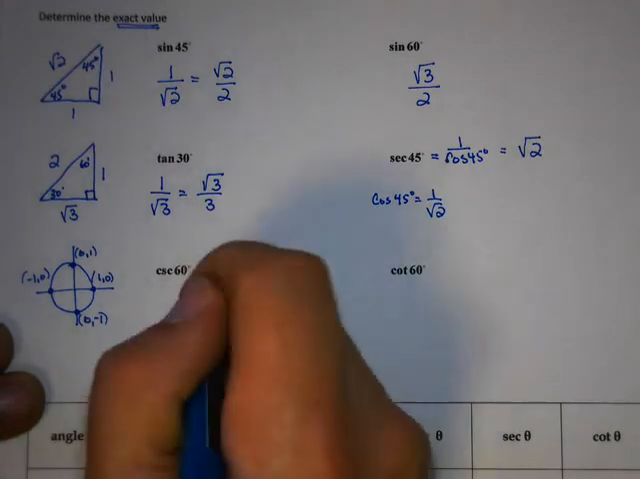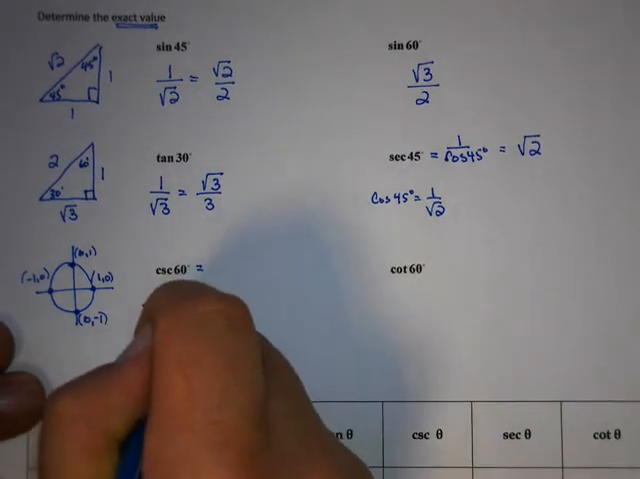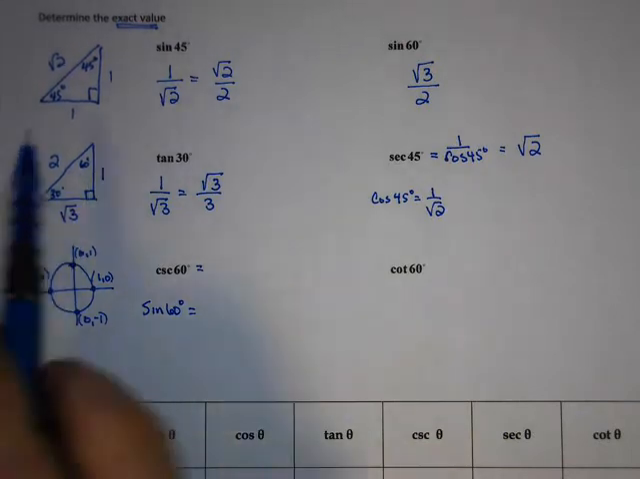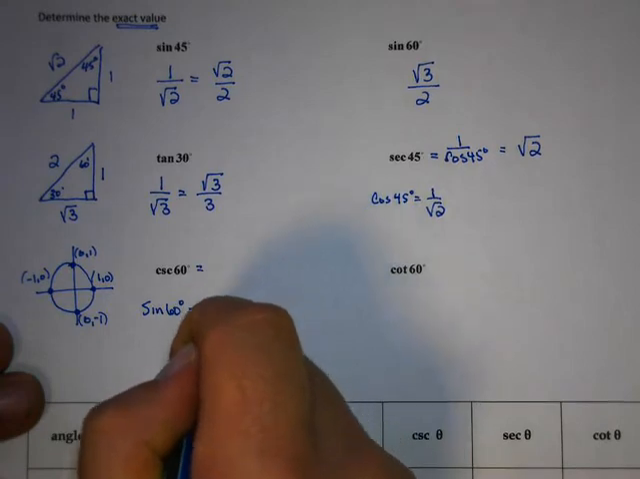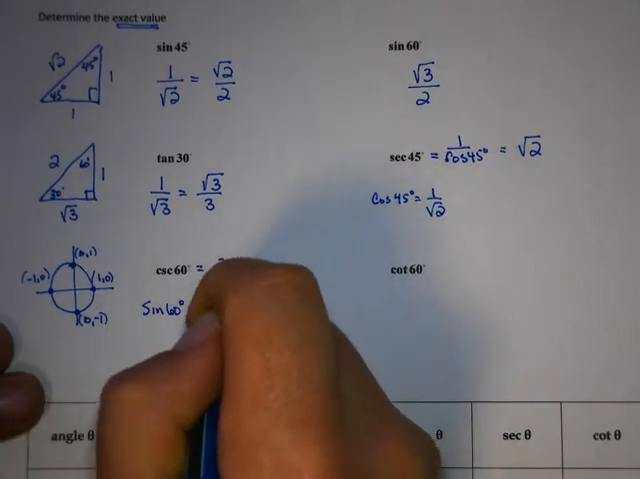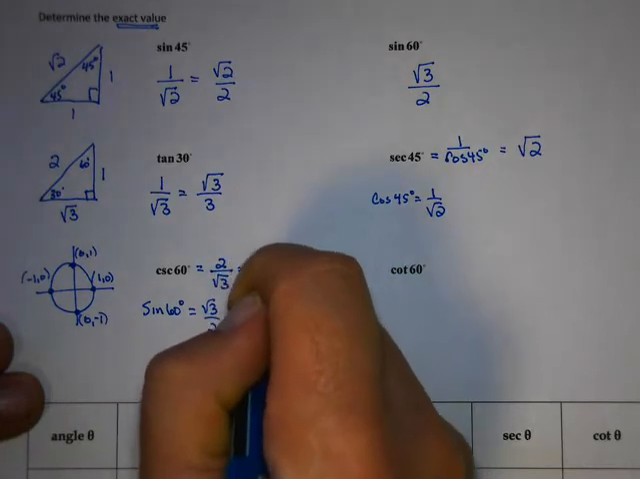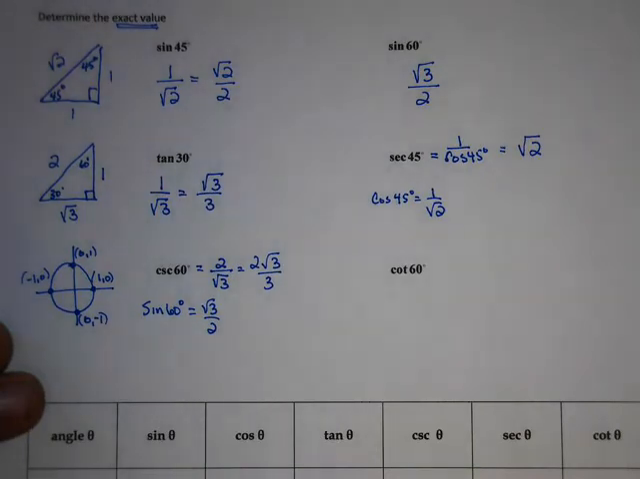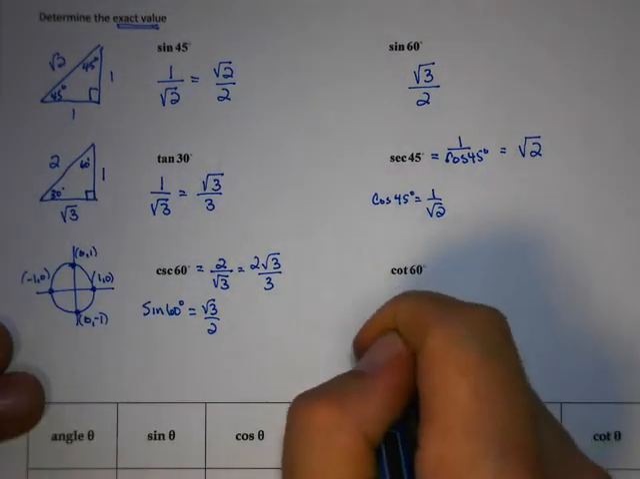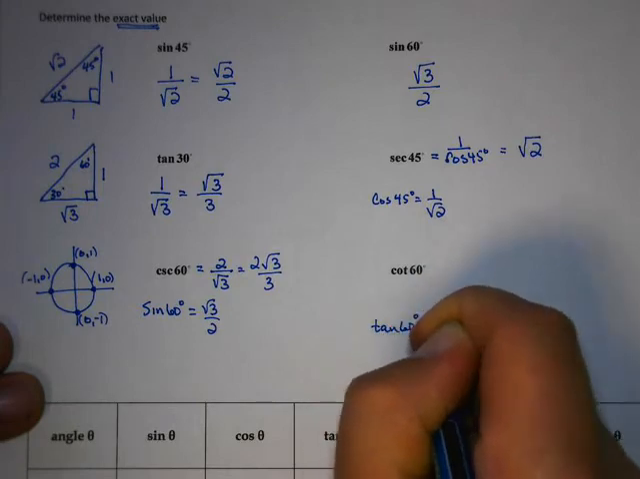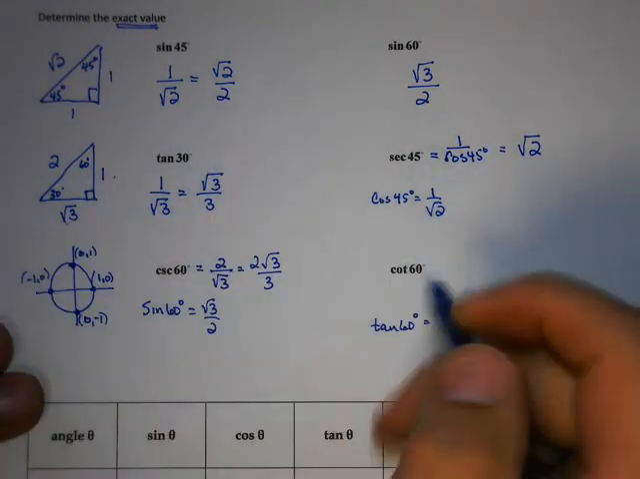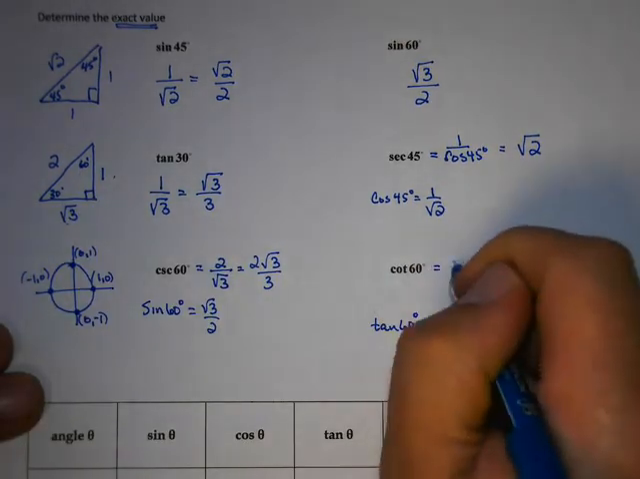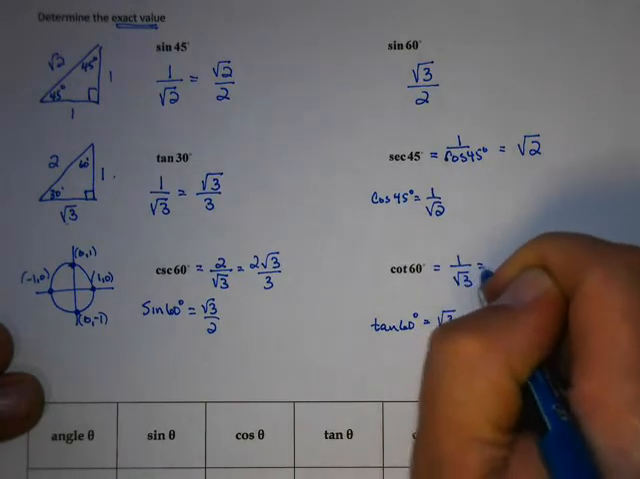Cosecant is going to be the reciprocal of sine. So if sine 60 degrees, well, we have to go to 60. That's our square root of 3 over 2. Then cosecant is going to be the reciprocal, 2 over the square root of 3, or 2 square roots of 3 over 3. And cotangent, well, tangent of 60 degrees is going to be opposite over adjacent, which is going to be the square root of 3 over 1. So cotangent is going to be the reciprocal, 1 over the square root of 3, or the square root of 3 over 3.